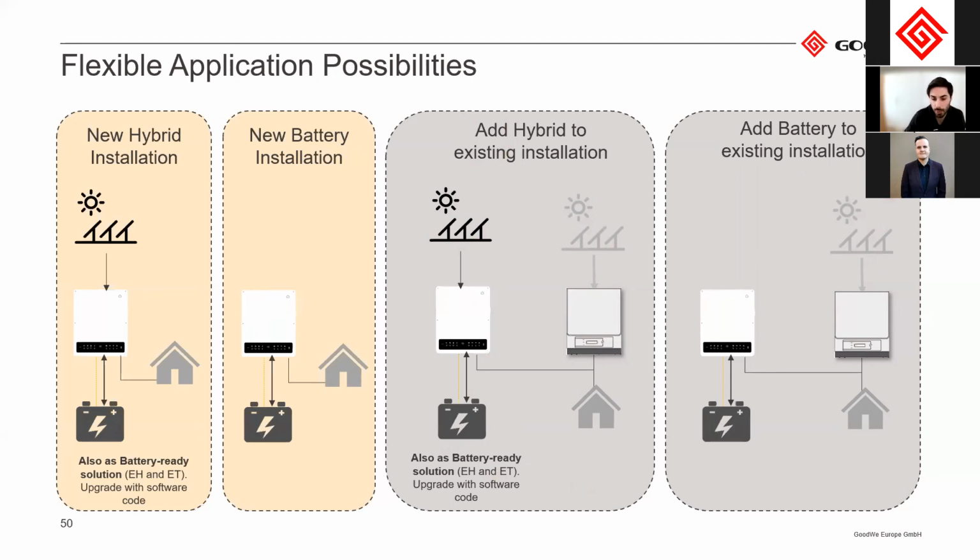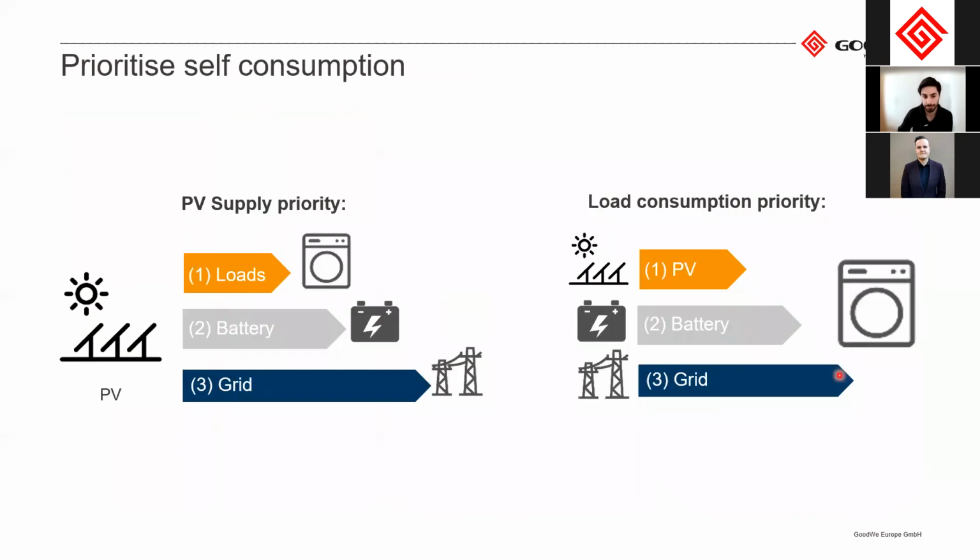Or in case you already have an installation with, let's say, a competitor that's not a GoodWe brand, but you want to add some battery capacity to it, but not change all of it, then you can just buy a GoodWe battery inverter and connect it on the AC side. And this one will also work with any other inverter brand, which is good.